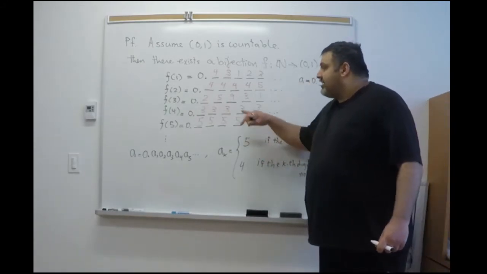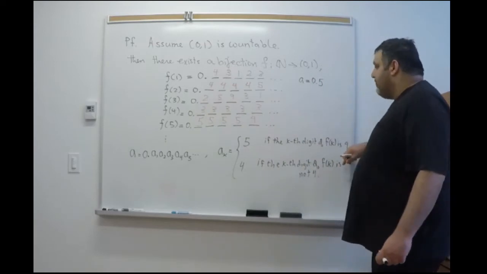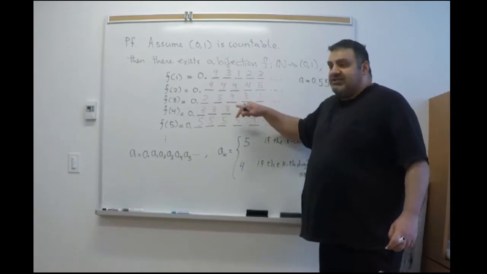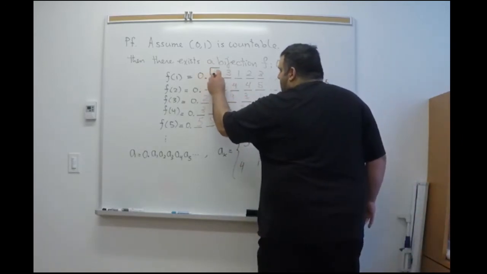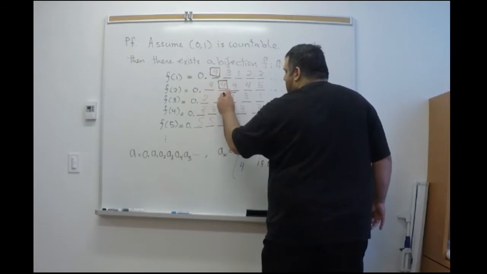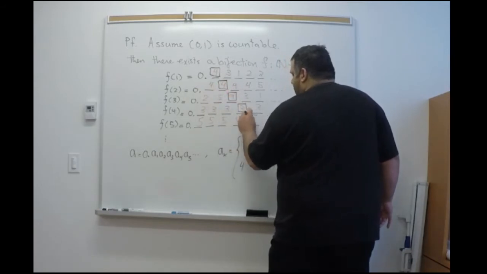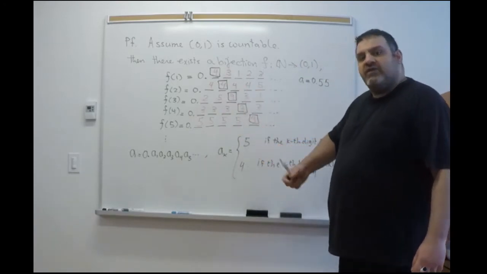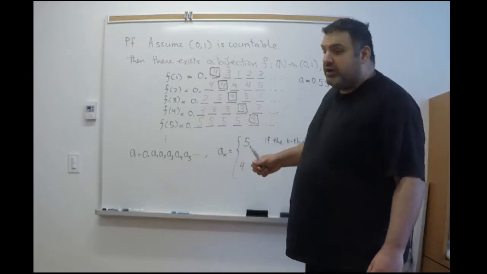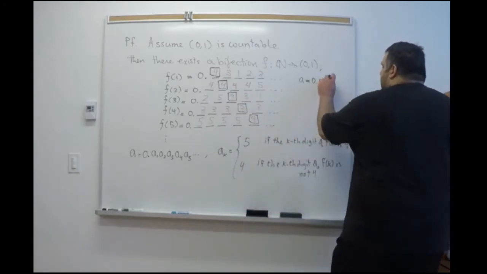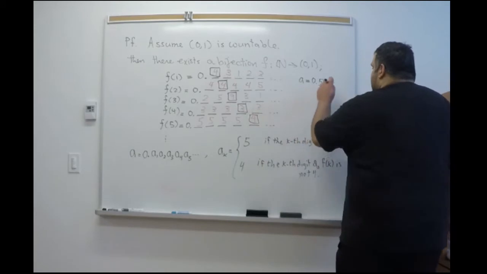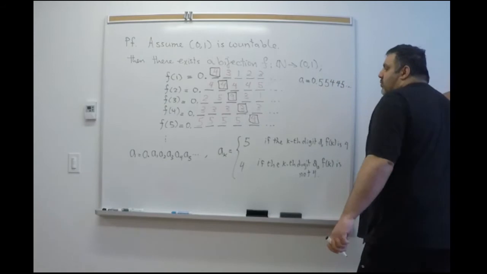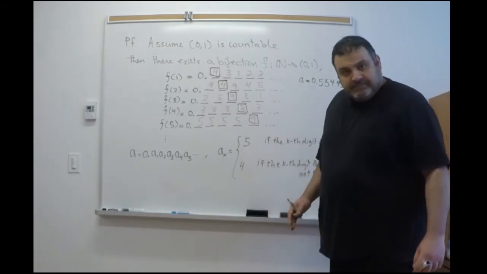For A2, I look at the second digit of f of 2. If it's 4, I change it to a 5. For f of 3, I look at the third digit. So I am looking at these digits for each Ak. And if I see a 4, I change it to a 5. If I don't see a 4, I change it to a 4. So this is 9, so this becomes a 4. This is 3, so this becomes 4. And this is 4, this becomes 5. And we continue as we go down the list.